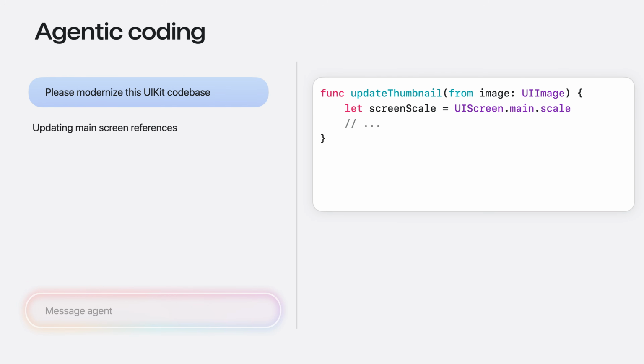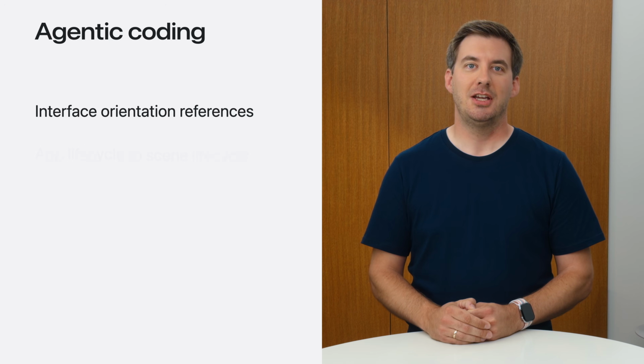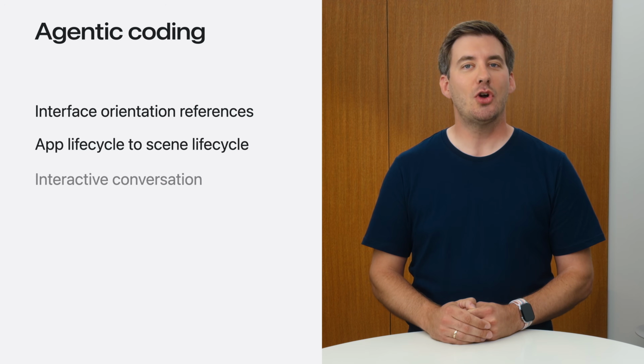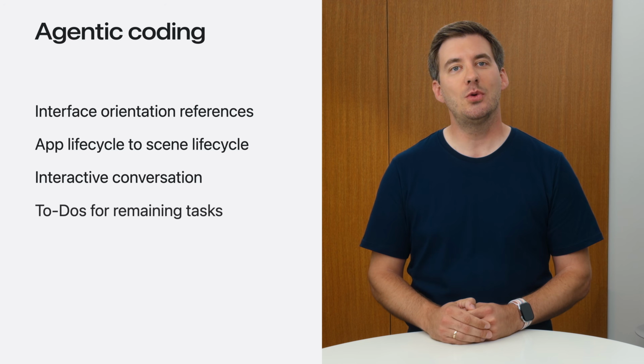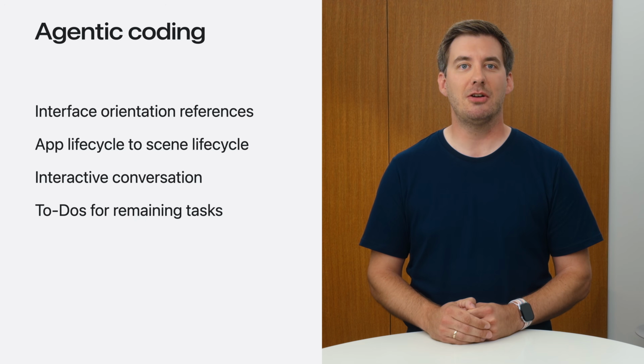It will automatically convert main screen calls to trait collection or scene bounds checks, adding invalidation logic if necessary. It will also replace interface orientation checks with size class checks. It will even convert your app to use scene lifecycle. For more complex tasks, it will ask clarifying questions. And for tasks too large to handle in a single session, it will add comments to help you keep track of the remaining work.